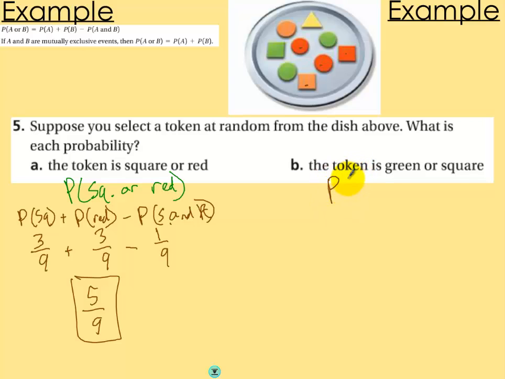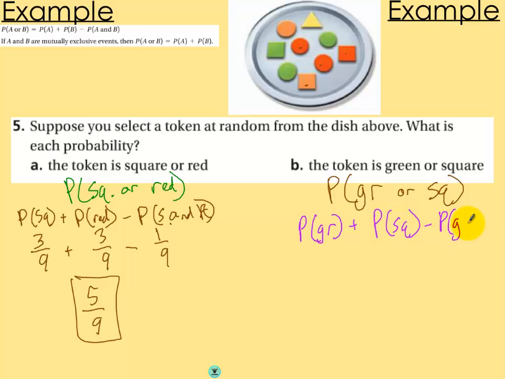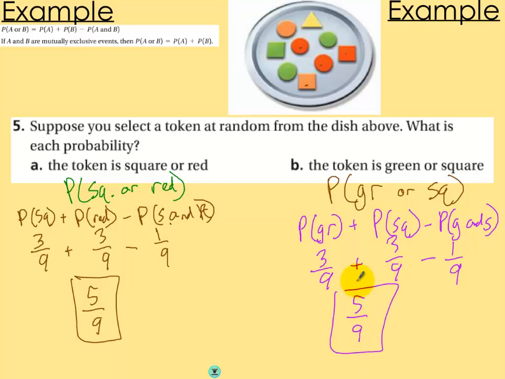The token is green or square. So the probability of green or square. In this case, the probability of green plus the probability of square minus the probability of green and square. So green is 3/9 plus the probability of square, which is 3, so 3/9, minus multiplying that, it's going to be 1/9. So it's going to be the same probability as the last one, 5/9. That's it.